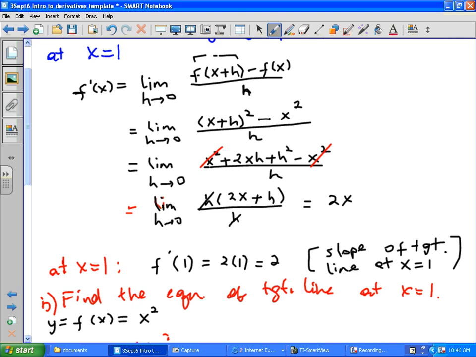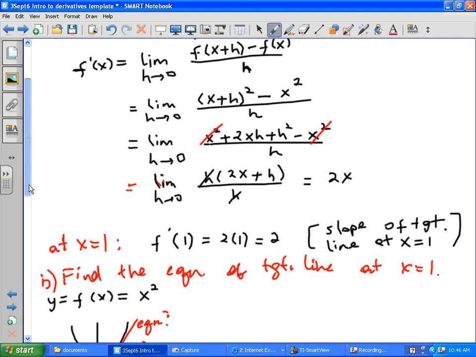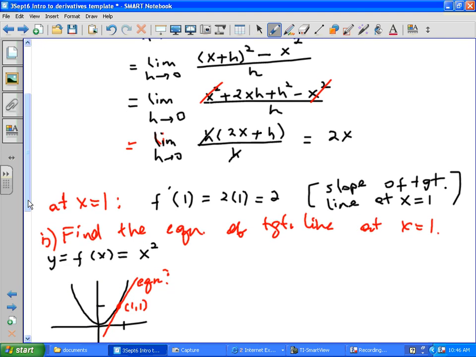And finally, I have a part B to the question. I said, can you also find the equation of the tangent line at the point x equals 1? The equation of the tangent line. So we have y equals x squared. At x equals 1, we know y is 1 because 1 squared is 1, right? This is what the tangent line would look like, except that we're looking for the equation of the tangent line right now. Okay, let me give everybody a moment to copy the question, and then we'll discuss the solution.